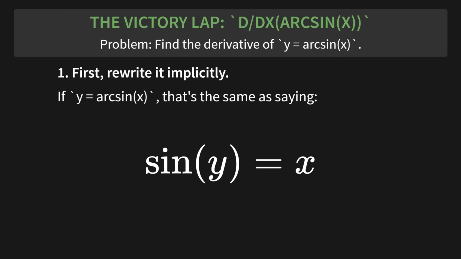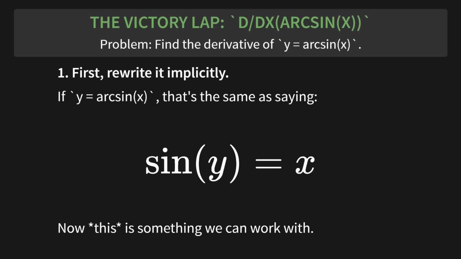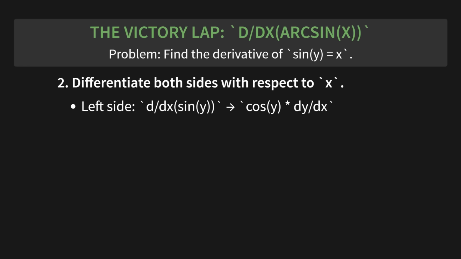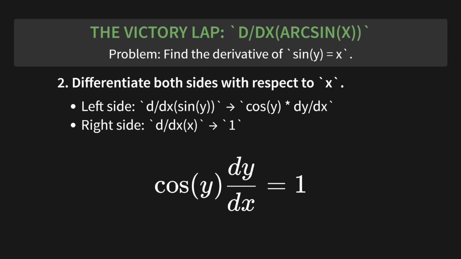The problem is, find the derivative of y equals arcsine of x. Okay, first we rewrite it implicitly. If y equals arcsine of x, that's the same thing as saying sine of y equals x. Now this is something we can work with. Okay, step 2. Differentiate both sides with respect to x. On the left side, the derivative of sine of y becomes cosine of y times dy over dx. On the right side, the derivative of x is just 1. Our new equation is cosine of y times dy over dx equals 1.